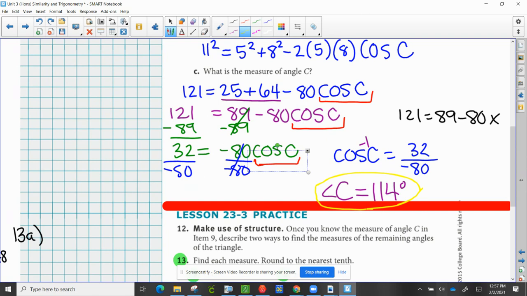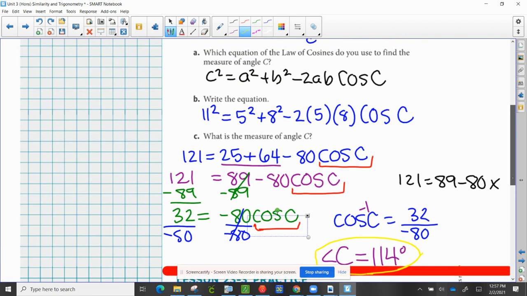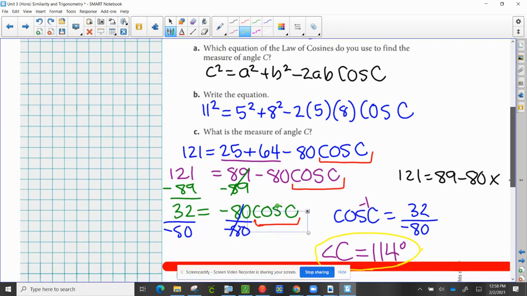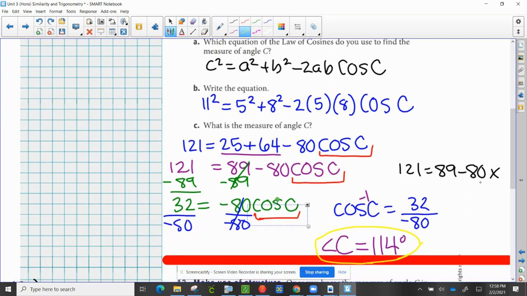It's a lot easier, in my opinion, if you're looking for a side length, because then you don't have to do all this simplifying. You can make your calculator simplify it for you. But anytime you're trying to find a missing angle using the law of cosines, you really have to get that cosine function by itself first. So think of it just like you would a regular equation. How would you isolate a variable? Do the same thing with that cosine.